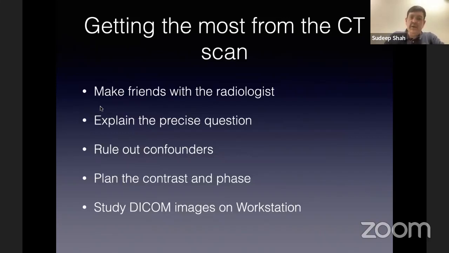So this is my concluding slide. Please make friends with the radiologist. It is you giving the clinical picture, explaining the precise question, and the expertise of the radiologist that will give the best possible scan. Rule out confounders like I showed you earlier. Plan the contrast and the phases that you need.